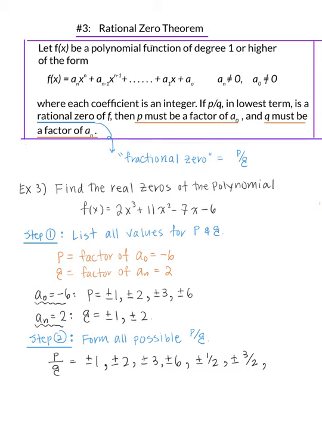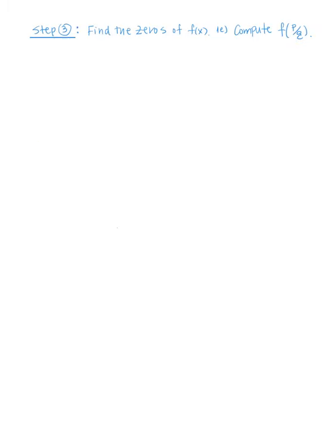Now guess what we need to do? Yes, you need to get your trusty calculator out, because we're going to plug in each of these values, including plus and minus, into f of x. Now if the outcome of f of P over Q equals 0, then we can conclude that the number P over Q must be a zero of our function f of x. Anyways, let's do it. Step number 3. Now we're going to find all the zeros of f of x.